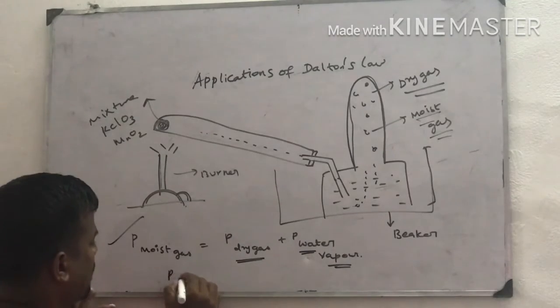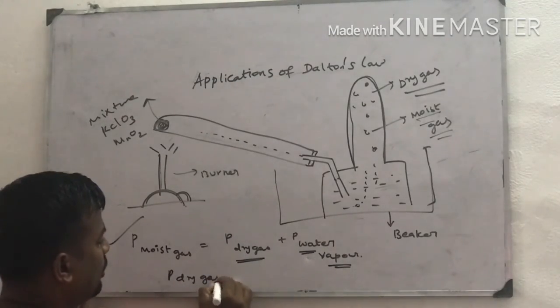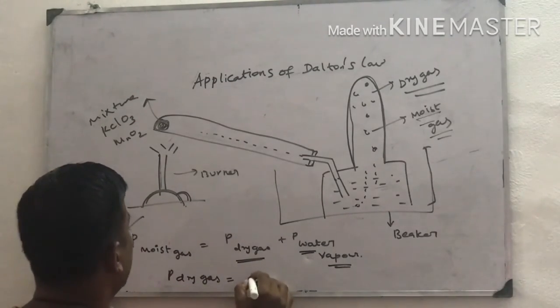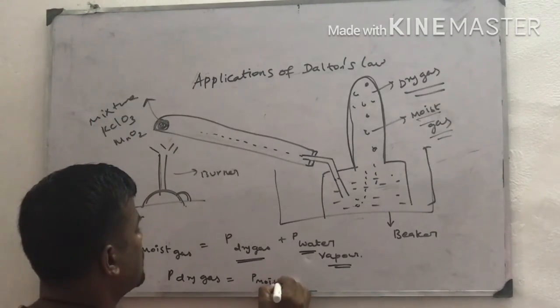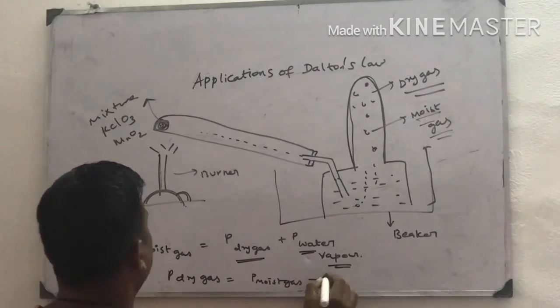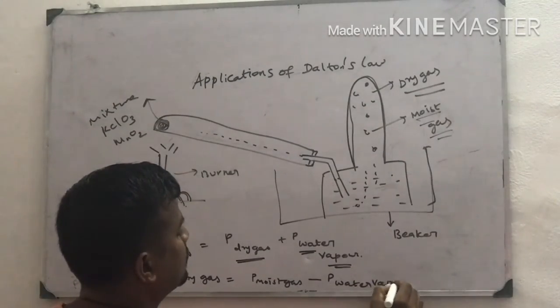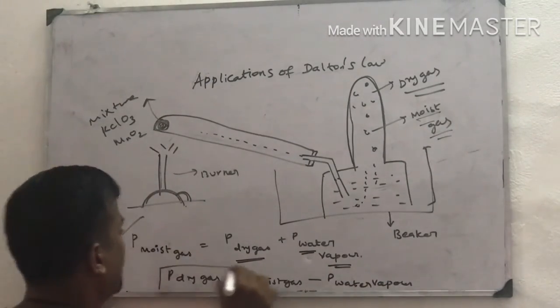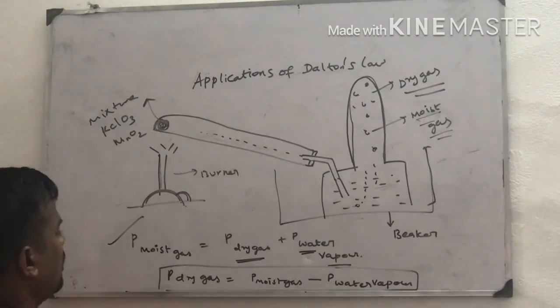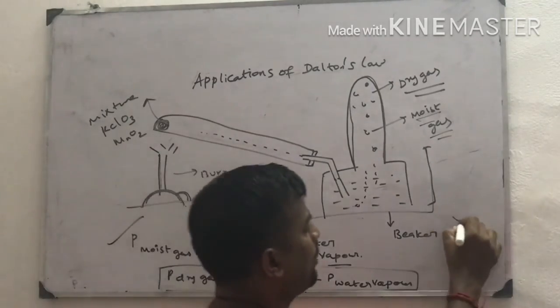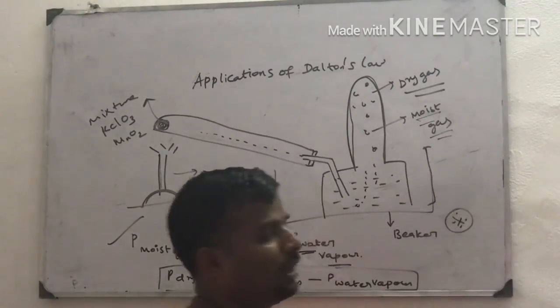Next one is the pressure of dry gas. Here we are going to find the pressure of dry gas, which is the pressure of moist gas minus the pressure of water vapor. So this is another way of finding the pressure of dry gas. This is the application of Dalton's law.